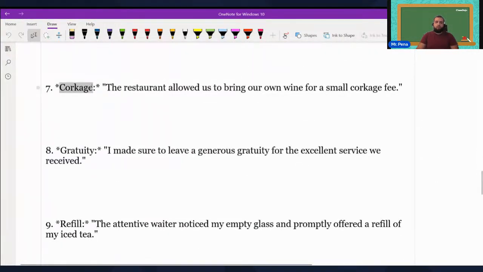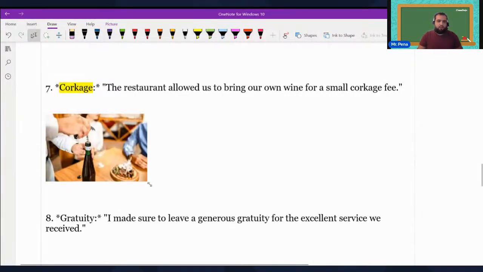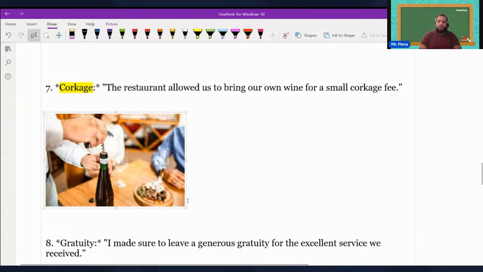Number 7, corkage. Corkage. The restaurant allowed us to bring our own wine for a small corkage fee. The restaurant allowed us to bring our own wine for a small corkage fee. Corkage. The corkage is the thing that we do with the wine.